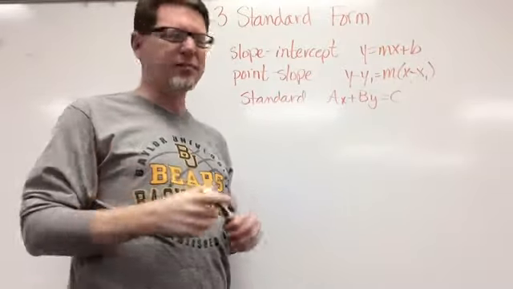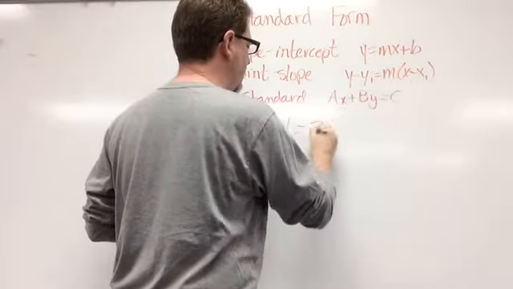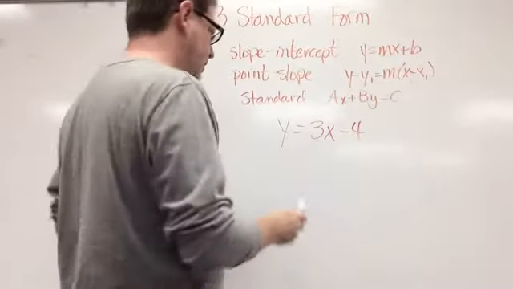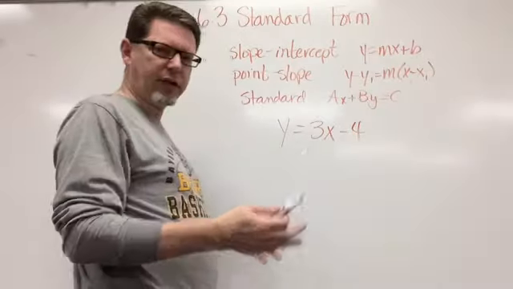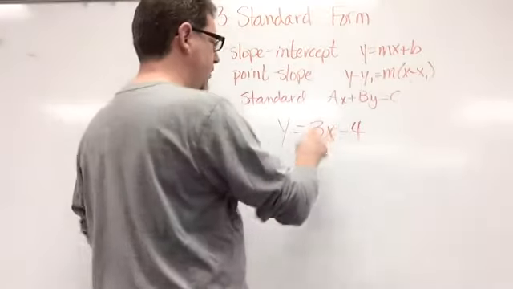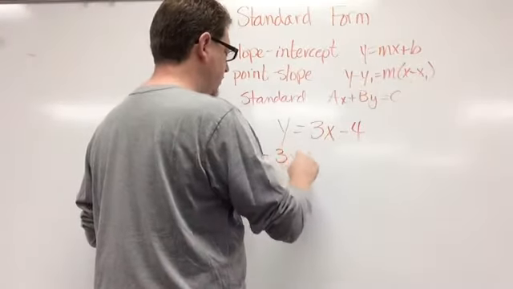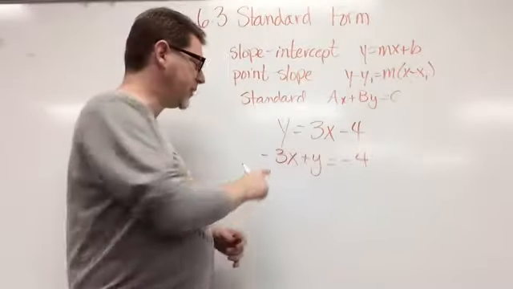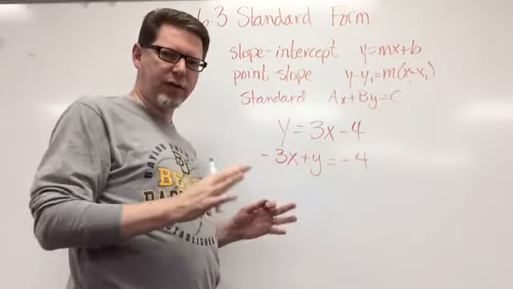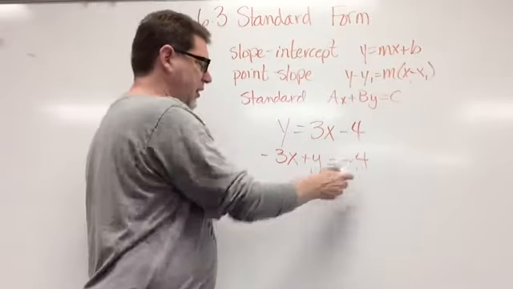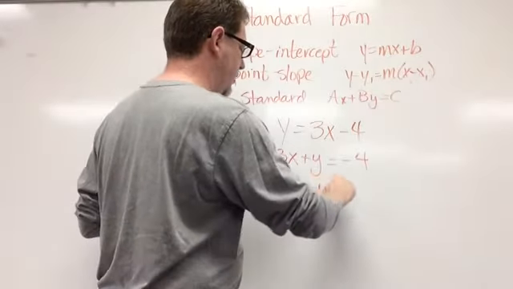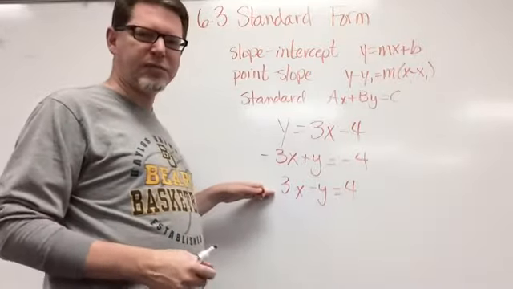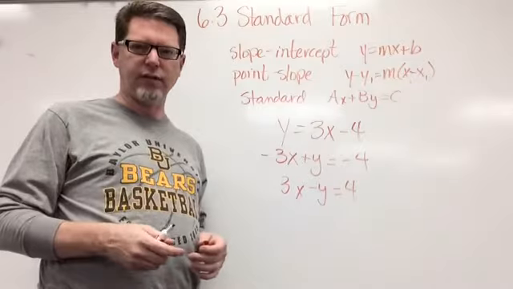So let's say that I'm given y equals 3x minus 4, and I need to put that into standard form. What I'm going to do is move the 3x to the same side as the y. So I subtract 3x from both sides. So we have negative 3x plus y equals negative 4. Now some of you may not like that negative right there, and that's okay, we can fix that. We can multiply everything by negative 1, so we could also do 3x minus y equals 4. Either one's okay. It's best if a is positive, but it really is okay either way.